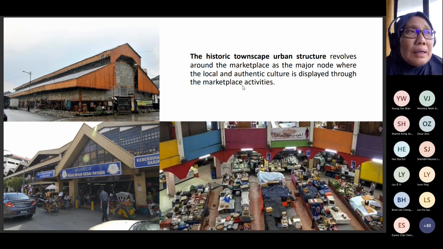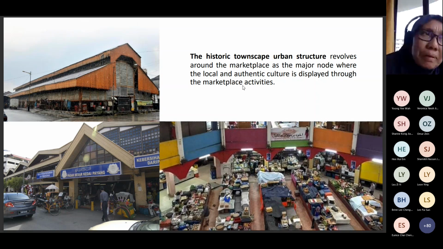Like Pasar Siti Khadijah in Kota Baru, the most photographed place in Asia, I think, if I'm not mistaken, by National Geographic. Why? Because the way they conduct the activity is so unique, as compared to the way they conduct the activities in a supermarket. So that's why it's very important to have markets in the cities, because this is where you can display the culture.